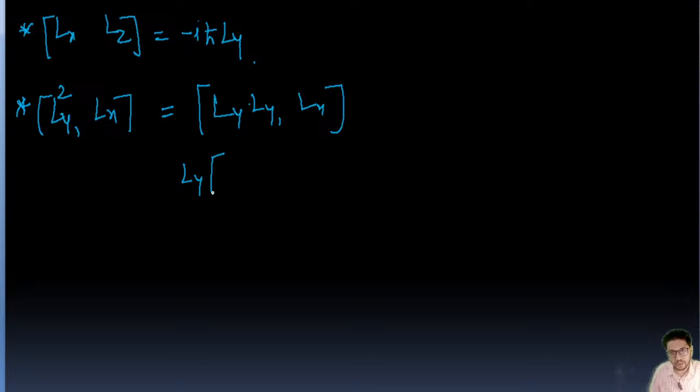This is going to be Ly Lx, and then this is going to be plus Ly, Lx, and outside Ly. So Ly Lx value we will find.